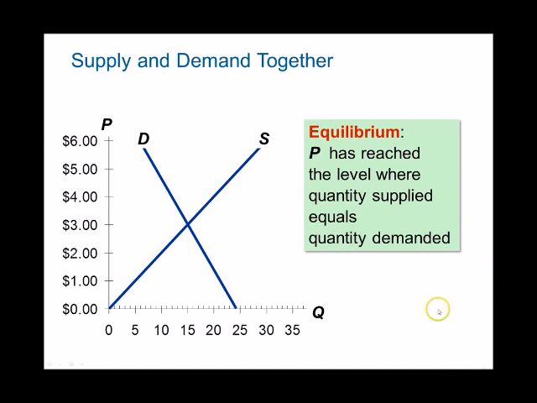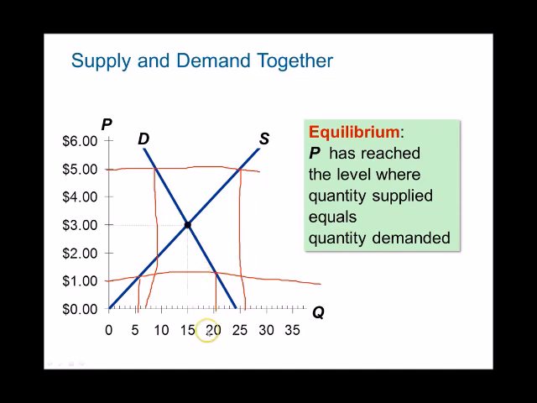So if you look at any other point, let's say we're looking at this point, at $5, quantity demanded is somewhere here, quantity supplied is somewhere here. They're not equal, so this price, $5, is not the equilibrium. If we are down here, quantity supplied is somewhere here, quantity demanded is somewhere here, and they're not equal, so this is not at the equilibrium.